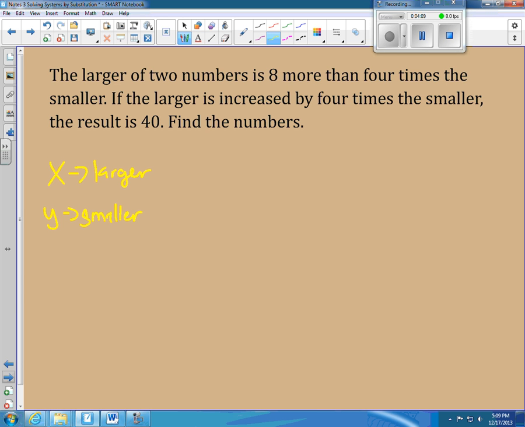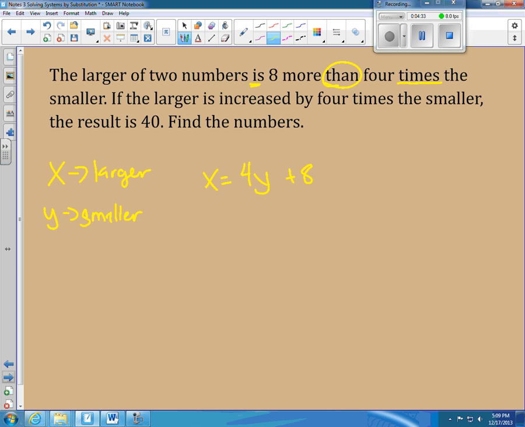All right, the larger number of the 2 numbers is, that word "is" tells us equals. So x is our larger number, is 8 more than 4 times the smaller. All right, "more than" tells me I'm going to add the 8, but it's going to be at the end. 4 times the smaller says I'm going to take 4 times y.